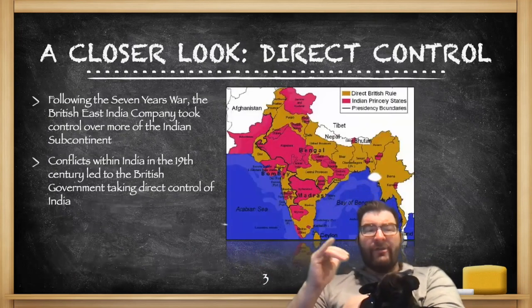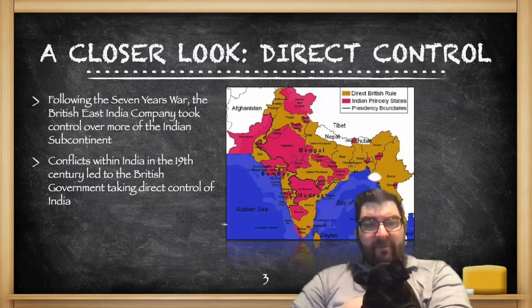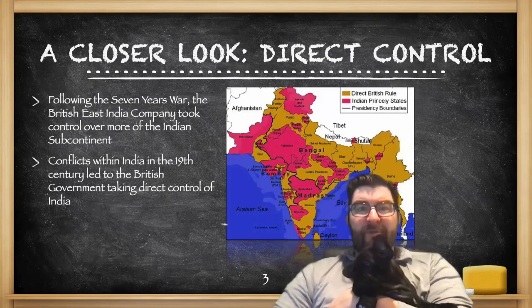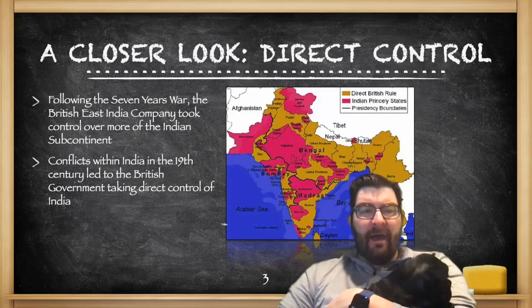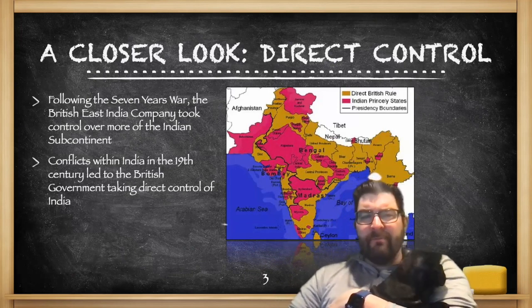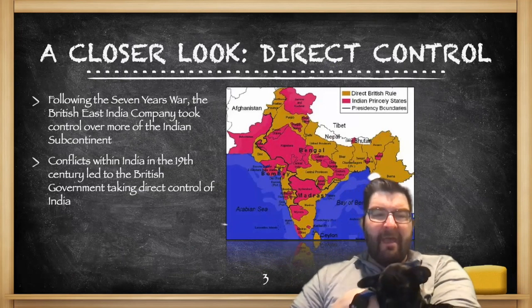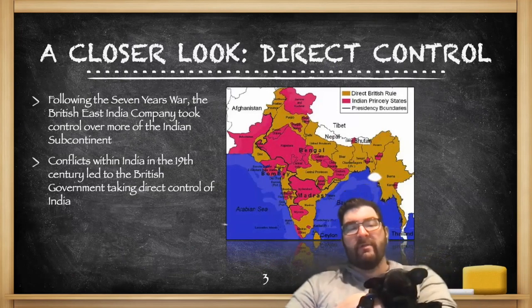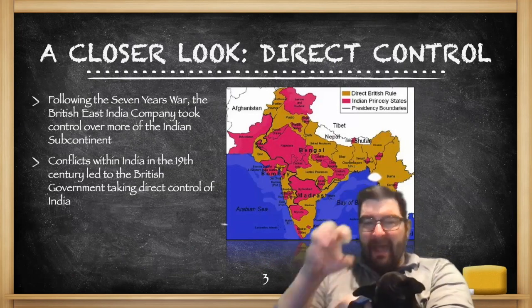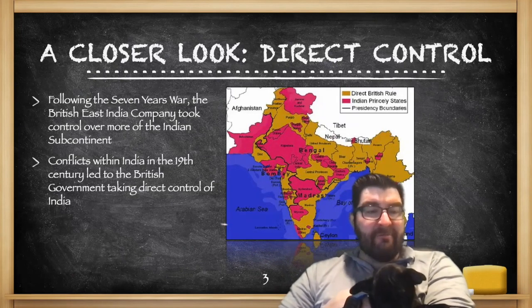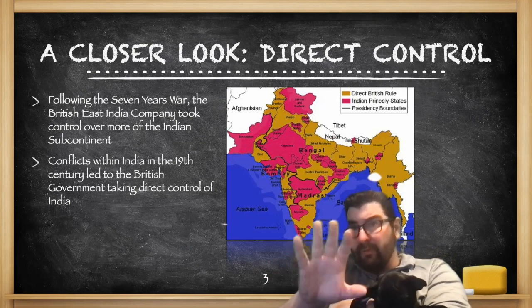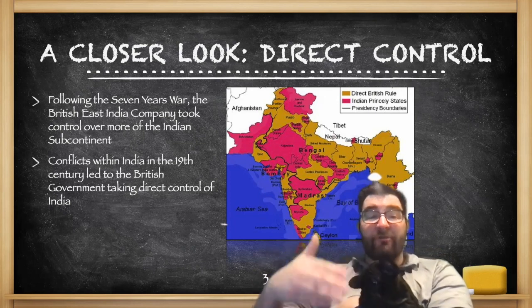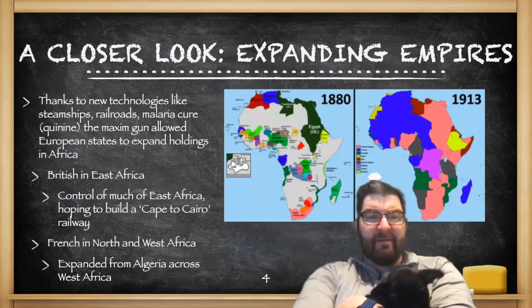So let's take a closer look at direct control that some states will take over their colonial holdings. For example, the British East India Company was the entity that held British territory in India through the late 16 into the 1700s. And they're going to, over time, through the 1700s and into the 1800s, take control of even more of the Indian subcontinent as local Indian rulers fractured. But conflicts within India that we'll talk about at a later date in the 19th century will lead the British government to take direct control of their Indian subcontinent colonies.